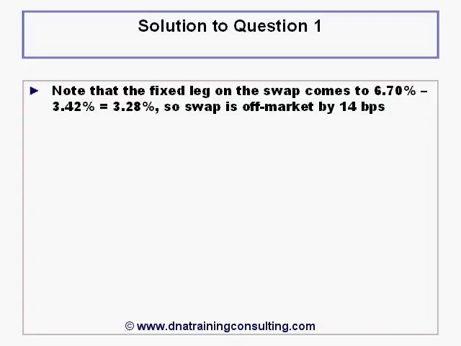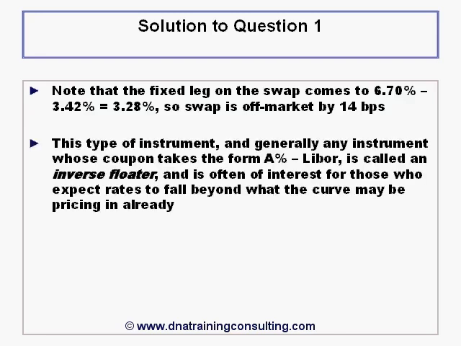To complete the analysis, you will note that the fixed leg on the swap comes to 6.70 minus 3.42, which is 3.28. And so the swap is off market by some 14 basis points. We should mention at this point that this type of instrument, and generally any instrument whose coupon takes the form A% minus LIBOR, is called an inverse floater, and is often of interest to those who expect rates to fall beyond what the curve may be pricing in already.